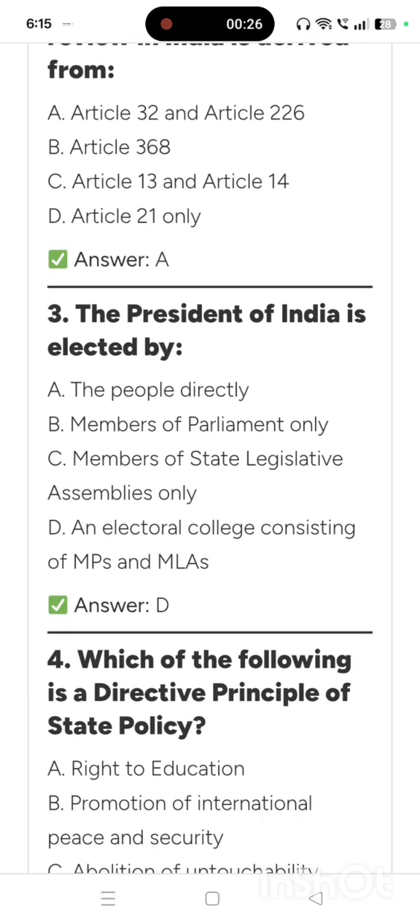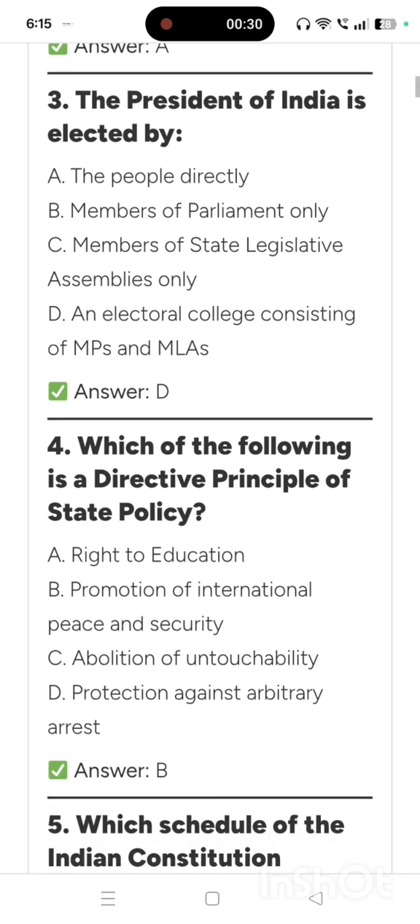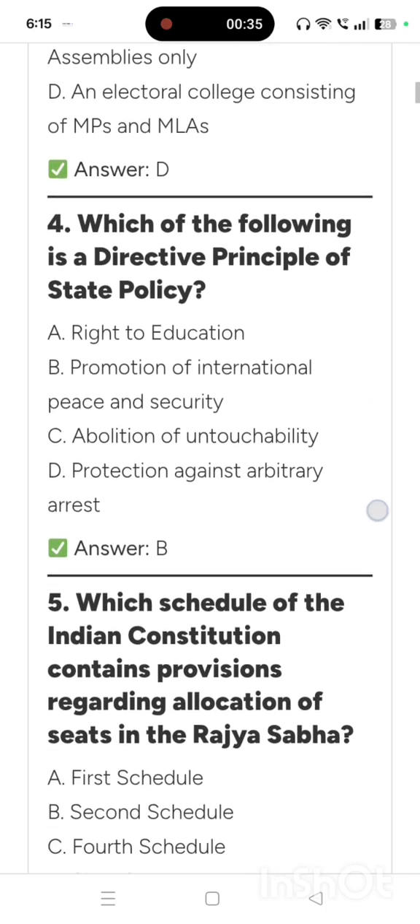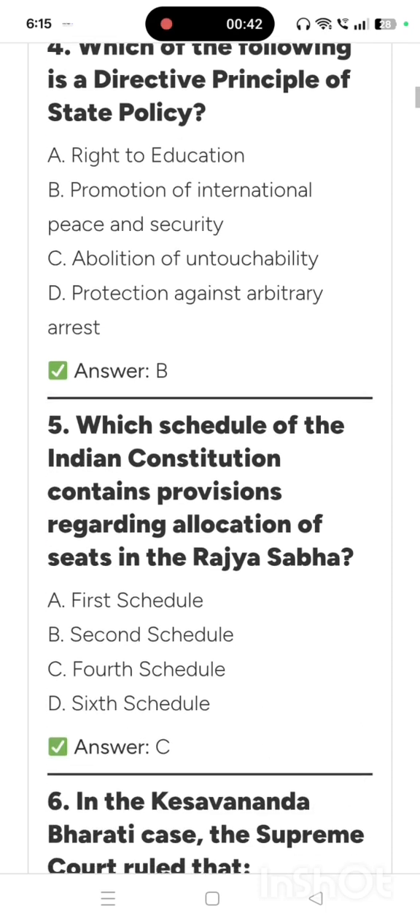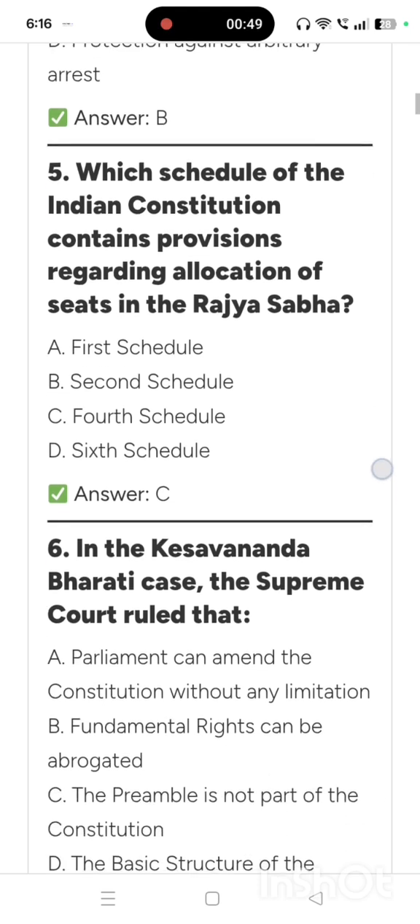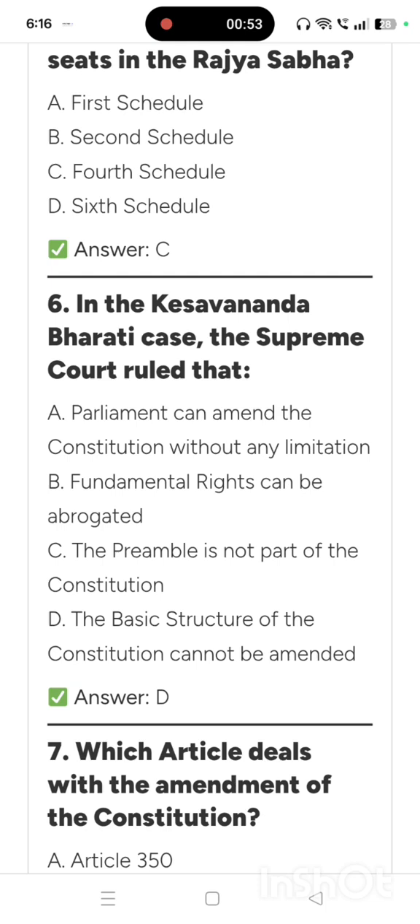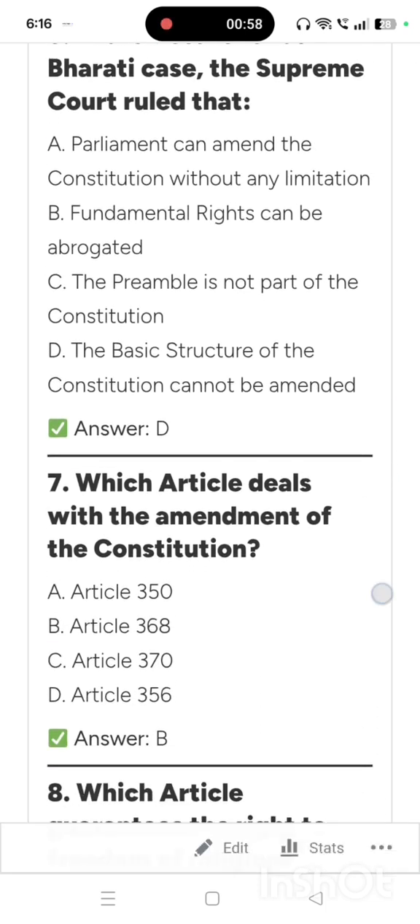The President of India is elected by an electoral college consisting of MPs and MLAs. Which of the following is a directive principle of state policy? Promotion of international peace and security. Which schedule of the Constitution contains provisions regarding the allocation of seats in the Rajya Sabha? Fourth Schedule. In the Kesavananda Bharati case, the Supreme Court ruled that the basic structure of the Constitution cannot be amended.